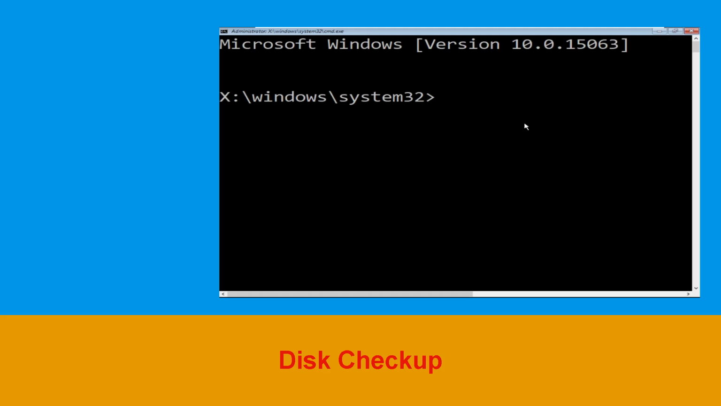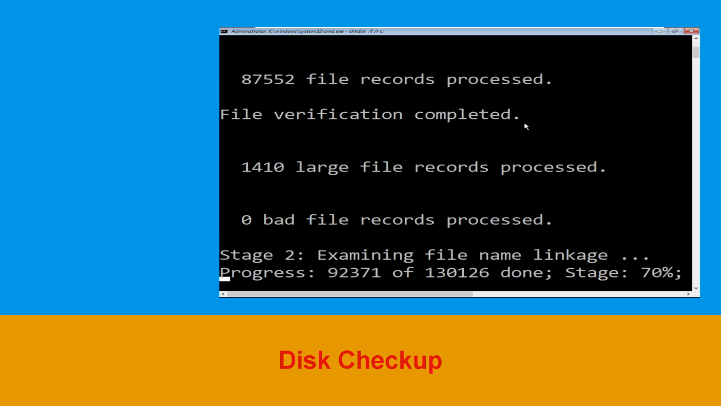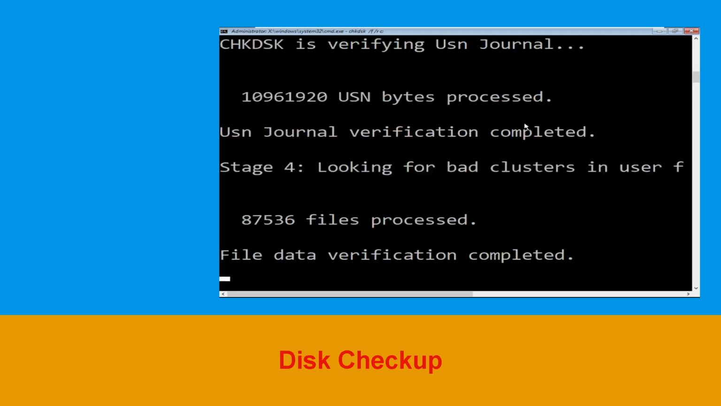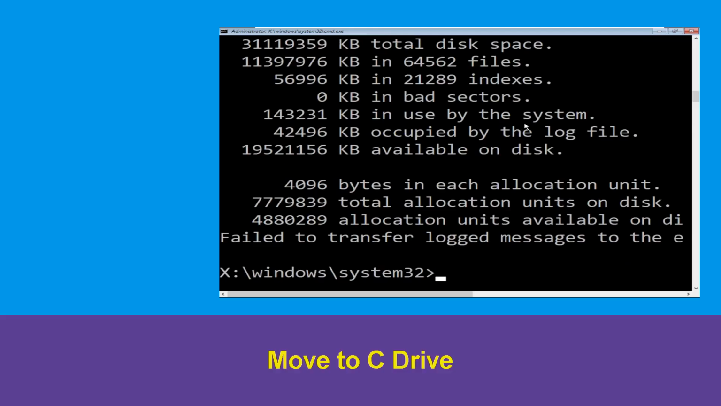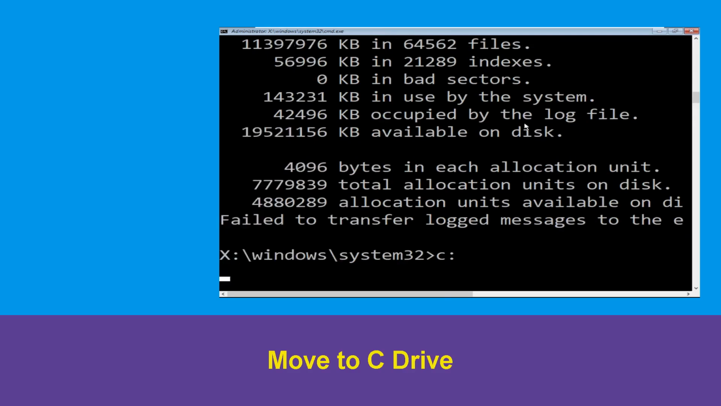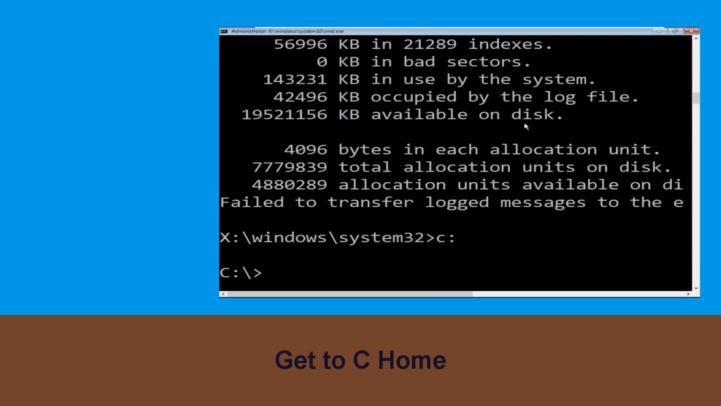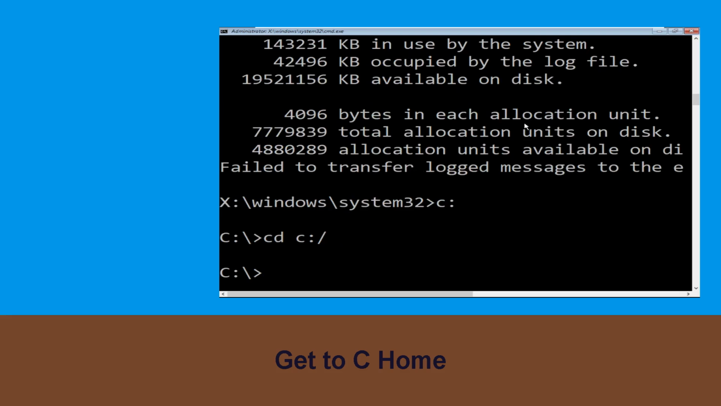Now type chkdsk /f /r c: and hit enter. Then we need to wait for some time to complete the process. Once done, move to the next step. Type c: then hit enter. Now type cd c:/ and hit enter to execute the command.